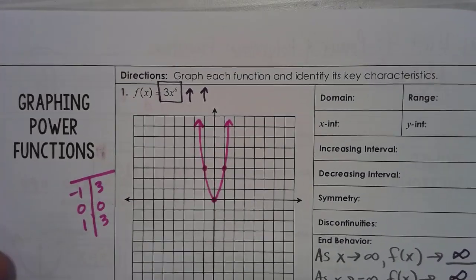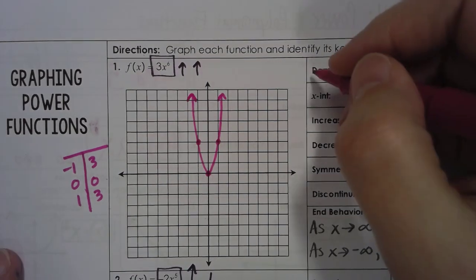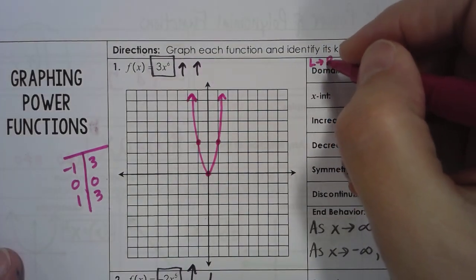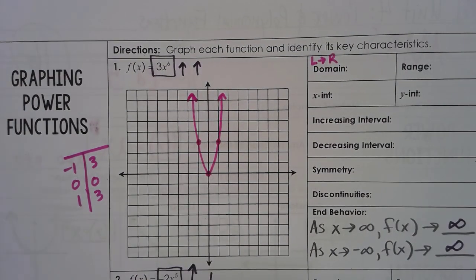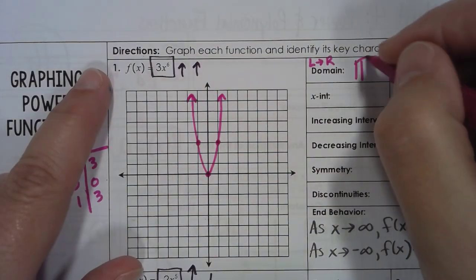All right, so once we have that, we can answer all the rest of these questions. Remember, our domain is from left to right. So does our function stop as we trace from left to right, or does it go forever and ever? Forever and ever. Parabola goes forever and ever both ways, so this is all real numbers.